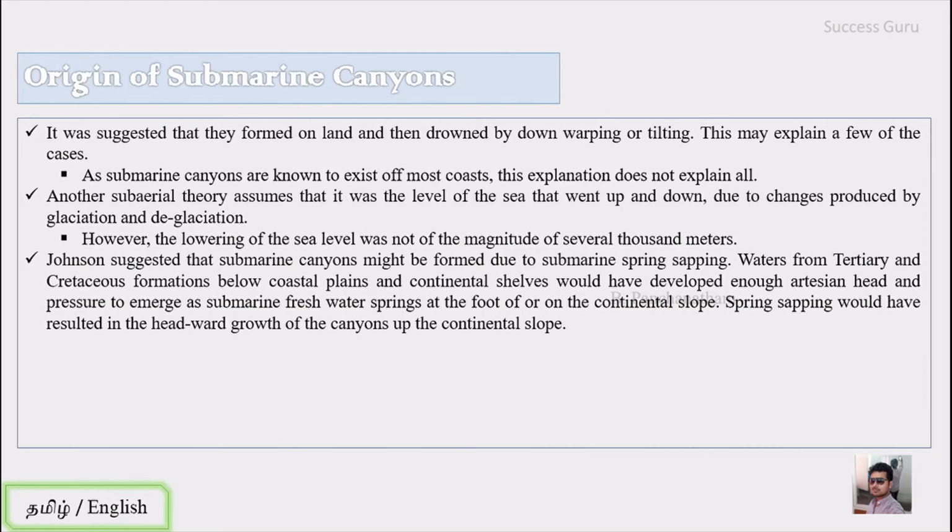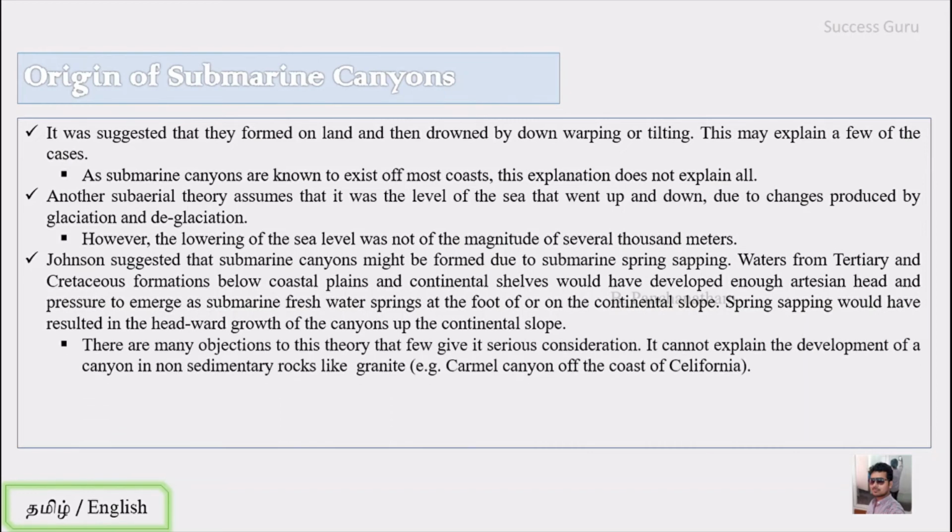That is just like in the landform there are springs, right? In the same way there will be springs in the oceanic basin. That is a freshwater spring at the bottom of the continental slope. And as the spring goes on, the headward erosion leads to the formation of a canyon all along the slope. So this was the theory proposed by Johnson.